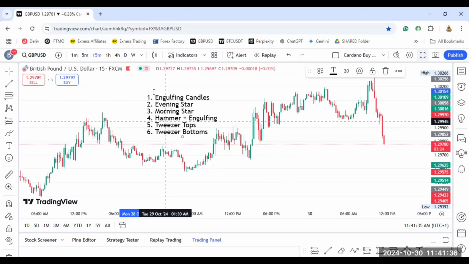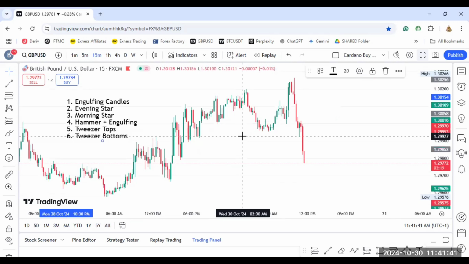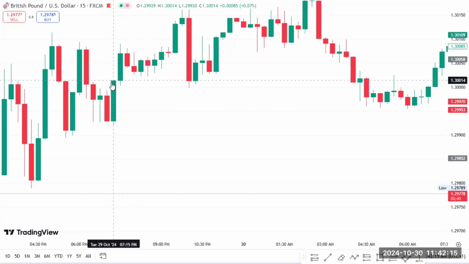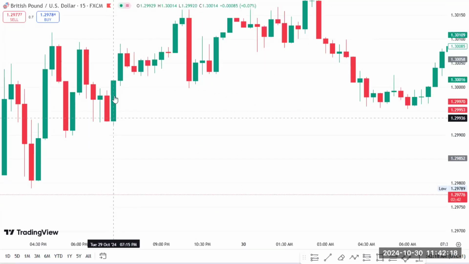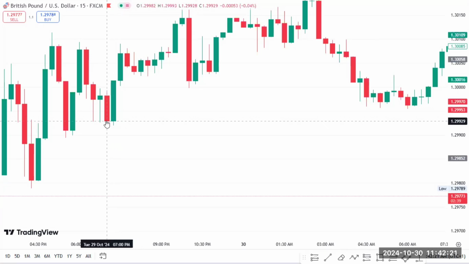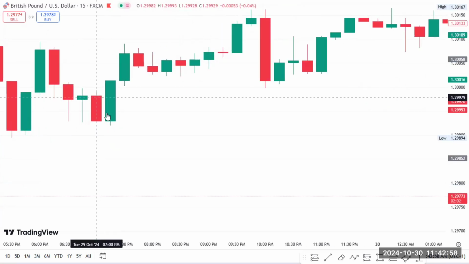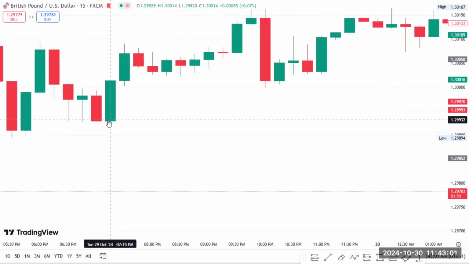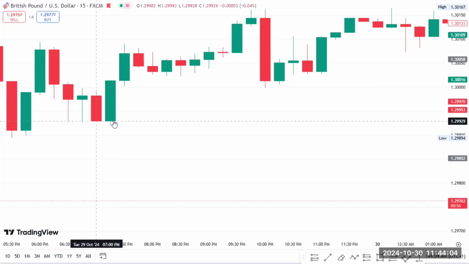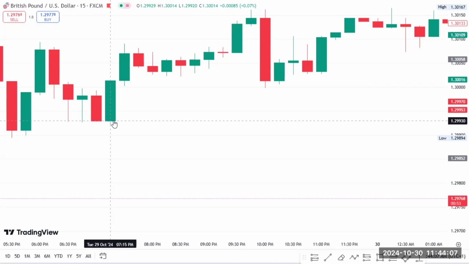Okay, so let's start with the engulfing candles. From the chart here, I'm going to enlarge it for you so you will see everything. This green is an example of an engulfing candle. Why? It is engulfing this red candle. Let me enlarge it some more. So when you have a candle that is engulfing the previous candle completely, it is known as an engulfing candle. So this is one important sign of a reversal in the market.